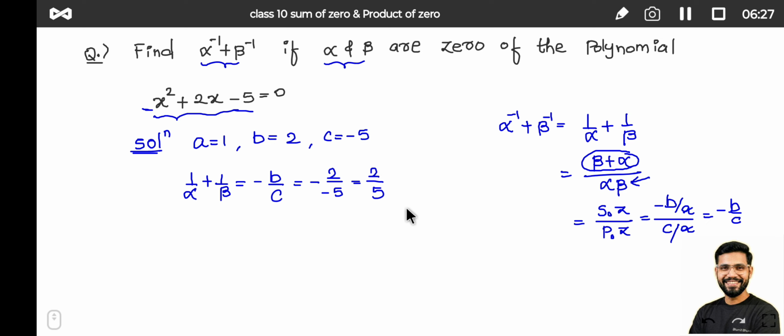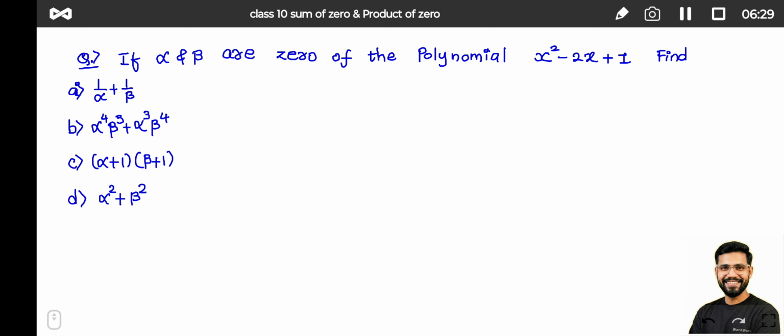Look at the next important question. In this we will discuss more important questions with a single one. If alpha and beta are the zeros of the polynomial x square minus 2x plus 1, then find: the first question is 1 by alpha plus 1 by beta. Second is alpha raised to 4 beta cube plus alpha cube into beta raised to 4. Third is alpha plus 1 into beta plus 1, and fourth one is alpha square plus beta square. All the questions are very important. So look at them one by one.